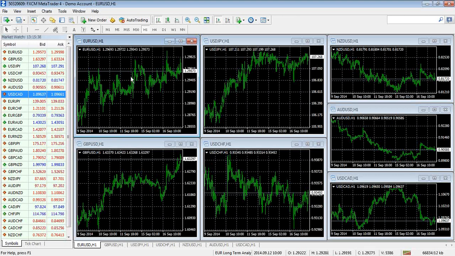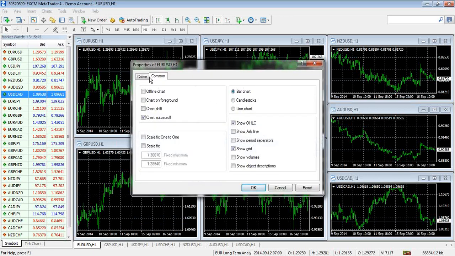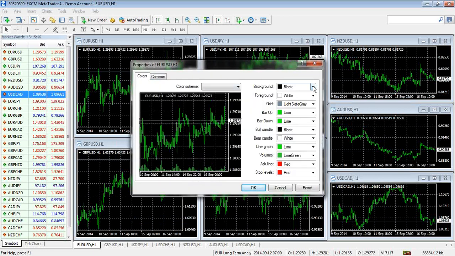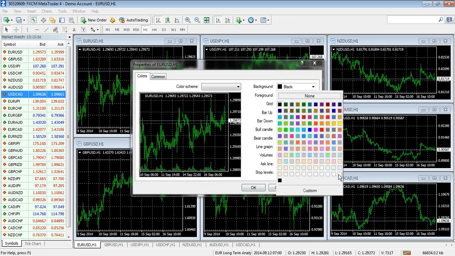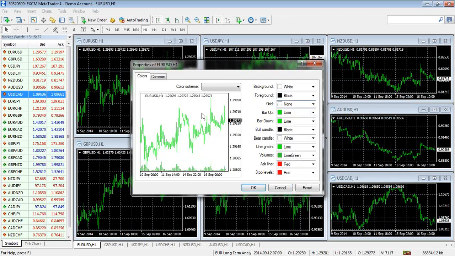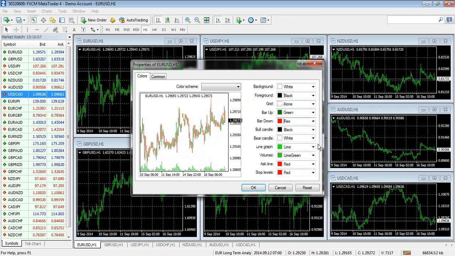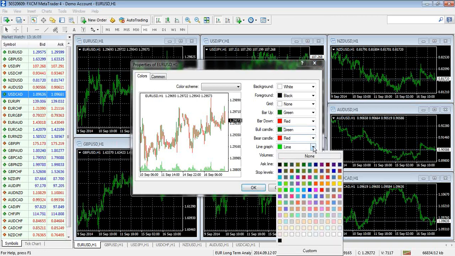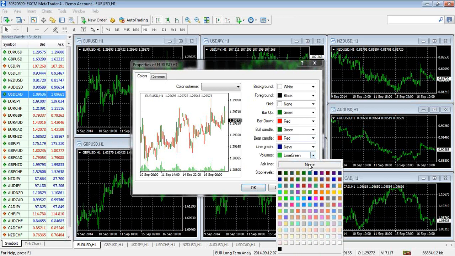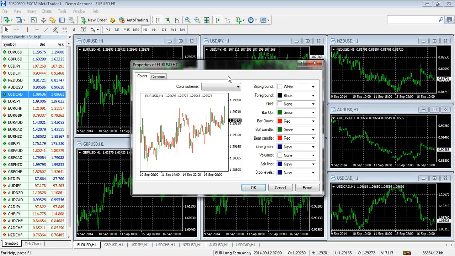What you can also do is create templates. If you don't like the colors, I'll do this real quick and show you what I do. You can change the properties. A lot of people, I personally don't like black background charts, so I'll generally start off with a white background, a black foreground. I don't like that grid for some reason. You can customize your bars up and down. These are all customization things that you can do on MetaTrader or any other charting platform, like the colors on your chart. So I can show you what I have my colors set to.